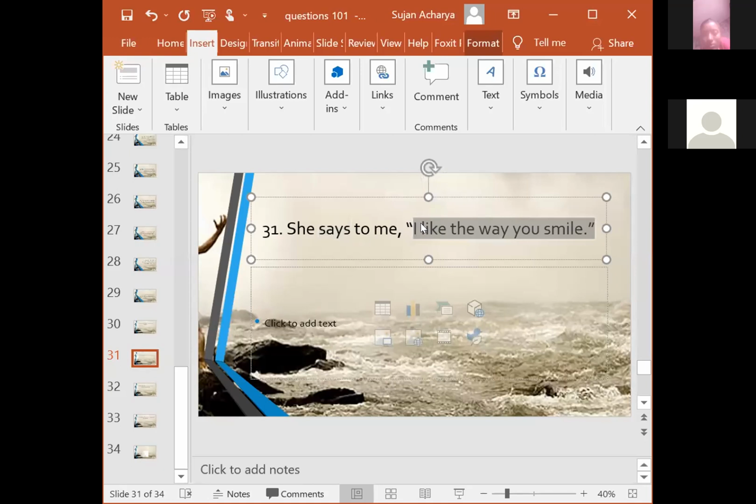Now because the word says is followed by the object me, says changes into tells. Sorry, the correct answer is not says, she tells me, because says is followed by an object, me, or whatever the object is. If the reporting verb is in simple present tense, and if the reporting verb is says followed by an object, says changes into tells. What is the answer? She tells me that she likes the way I smile.